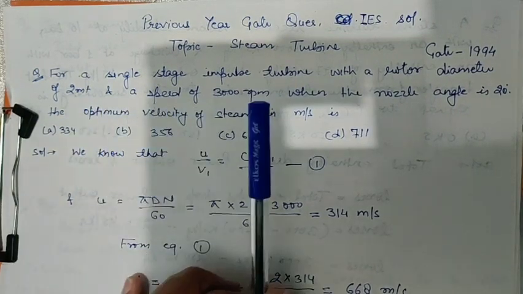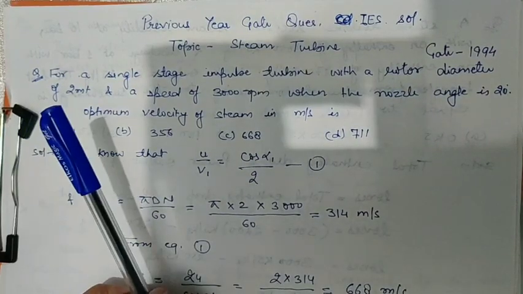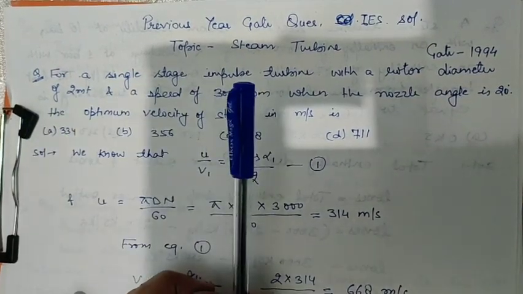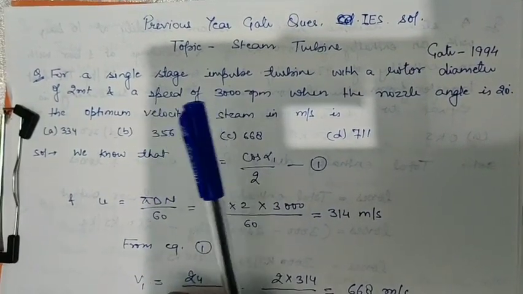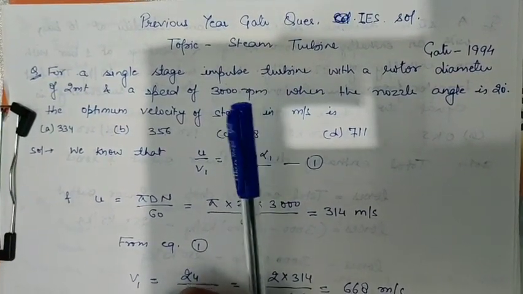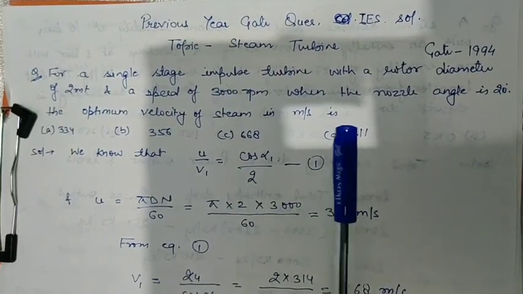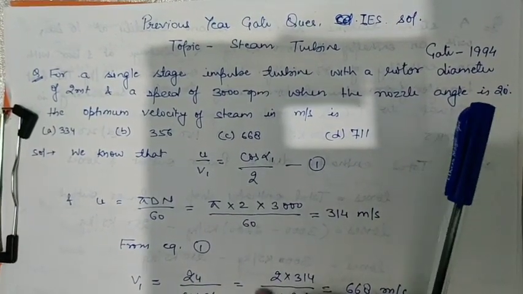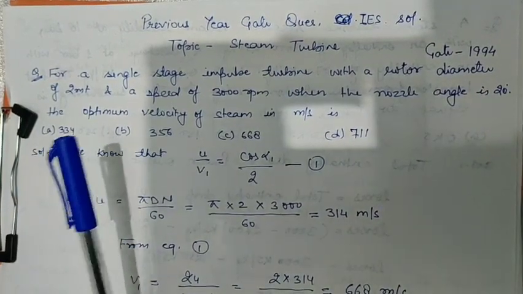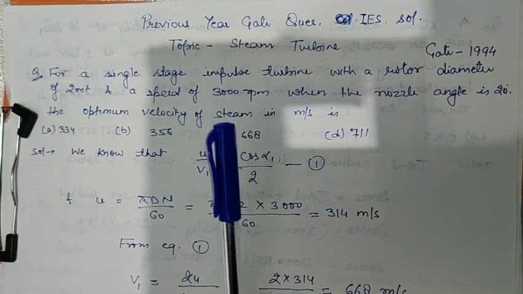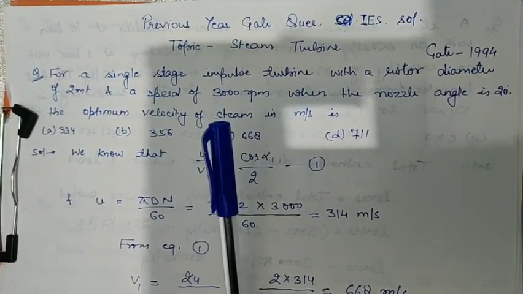for a single stage impulse turbine with a rotor diameter of 2 meter. A single stage impulse turbine is given to you. Rotor diameter is 2 meter and the speed of the rotor is 3000 rpm. When the nozzle angle is 20 degree, that is alpha 1, you have to calculate the optimum velocity of steam. It means you have to calculate V1.